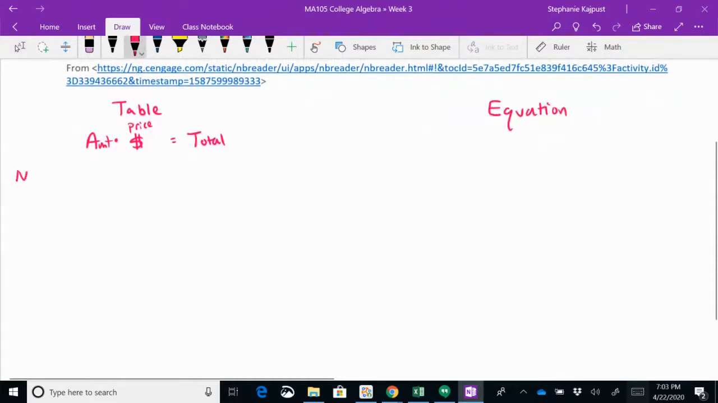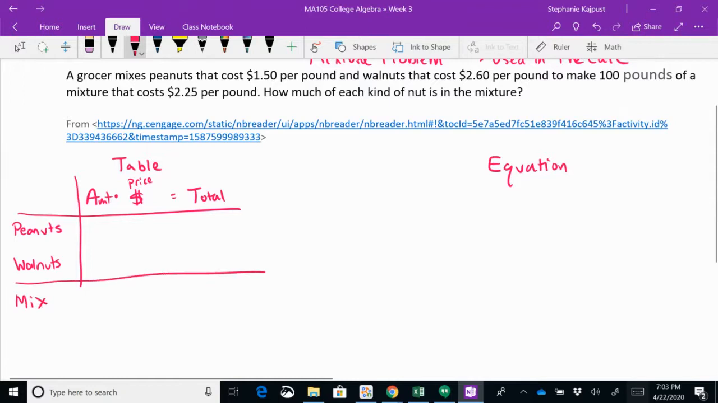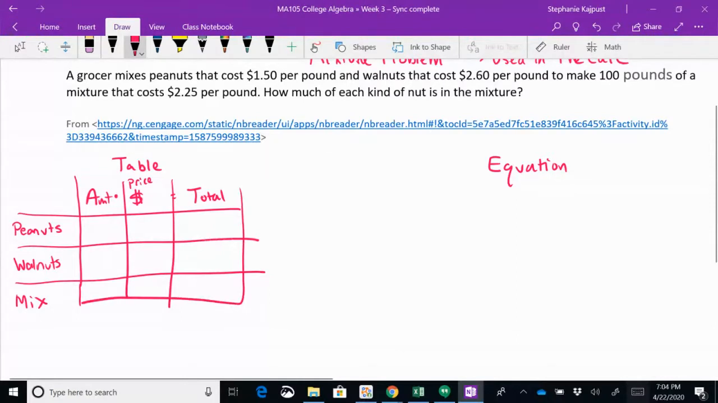And so we put the two different types of nuts. So we have peanuts, which are technically not actually a nut, they are a legume. And then we've got walnuts. And that brings us to our mix. So I make a table. So I've got my table filled in.